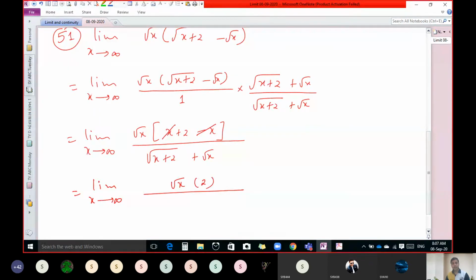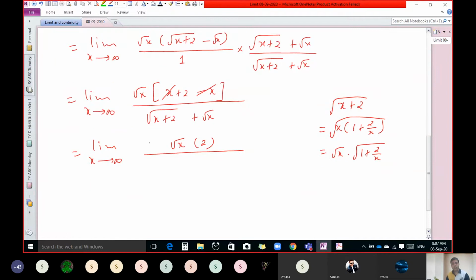Now just assume it is only x plus 2. So if it is x plus 2, take x common. So we get 1 plus 2 upon x. But it is in root, so we have to write it in root. And this you can write as root x into root 1 plus 2 upon x. So here, the first step in the denominator, you can write root x into root 1 plus 2 upon x.